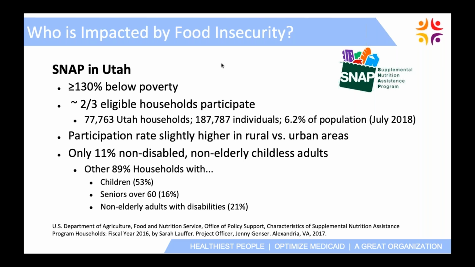And this is a really interesting part. Only about 11% are non-disabled, non-elderly, and childless. So when we talk about workers who are accepting federal benefits, this is often the political rhetoric that you might hear, too many working or work-eligible adults taking advantage of benefits. That number is pretty low here in Utah. The other 89% are households that have children or seniors and also non-elderly adults who have disabilities. So that's the majority of the folks that are benefiting from that program that are reaching out for food assistance.